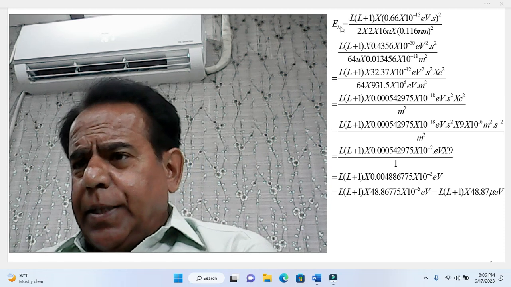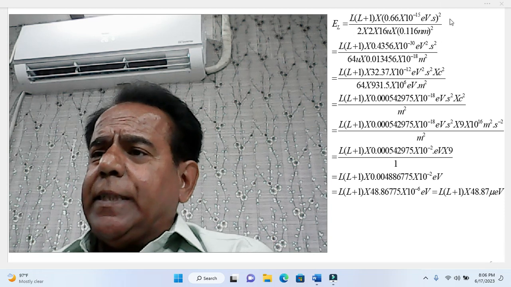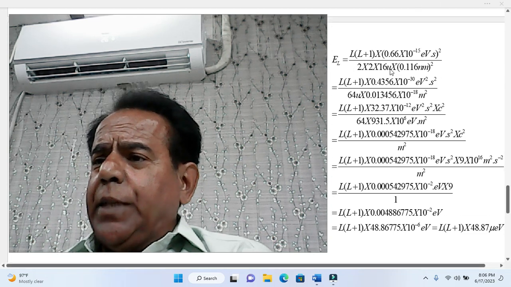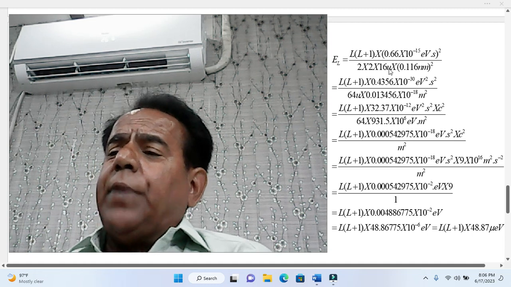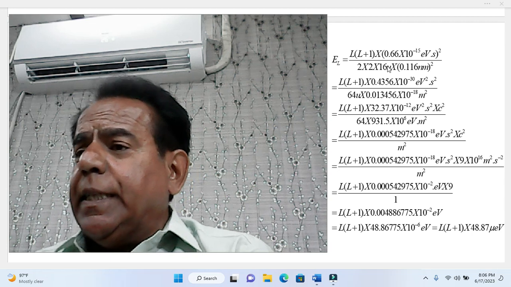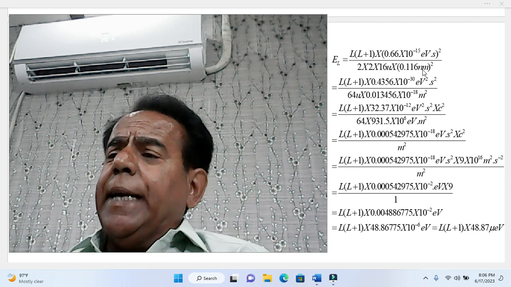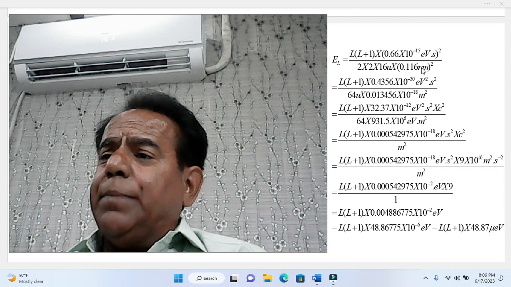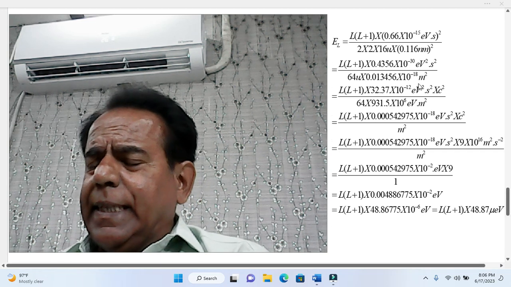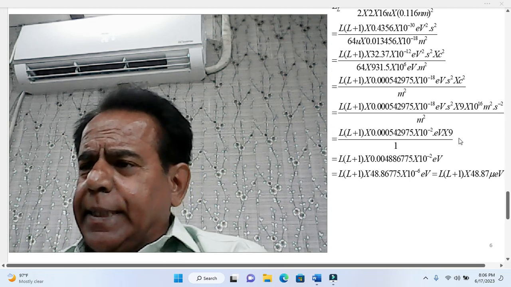Anyhow, when we simplify this expression, after putting the value of u as 1 atomic mass unit, and then putting the value of c, the speed of light, and then eliminating this small n in terms of 10 to power minus 9, and then cancelling the similar units, we reach this conclusion.